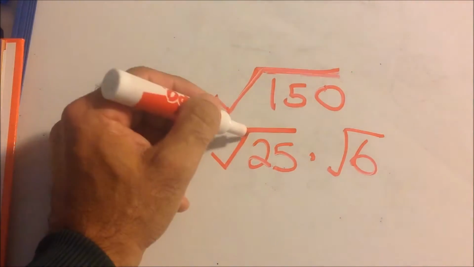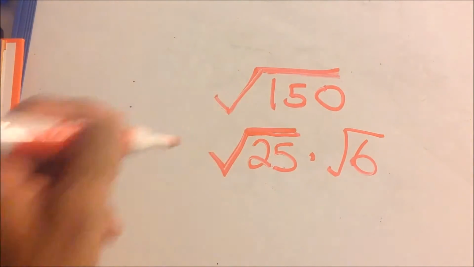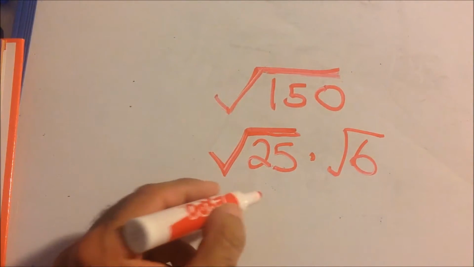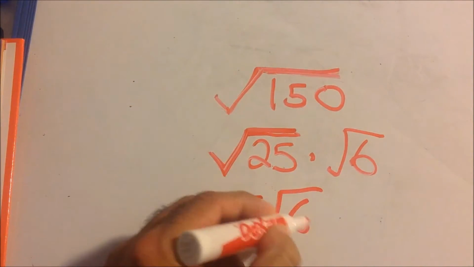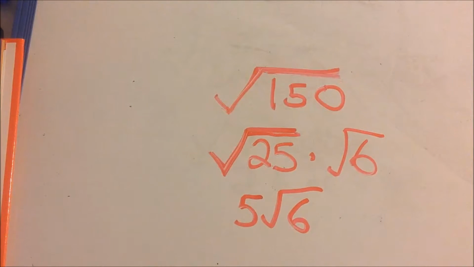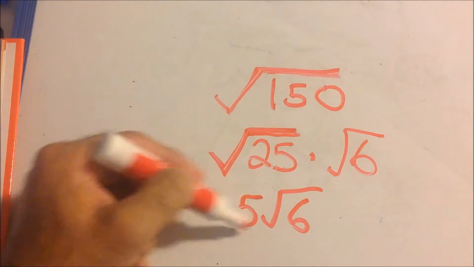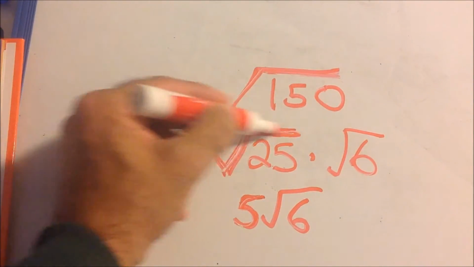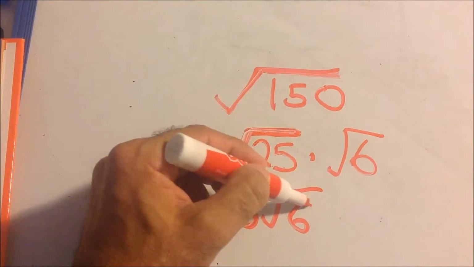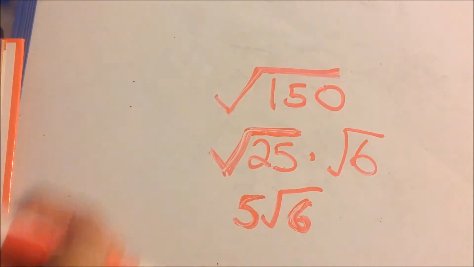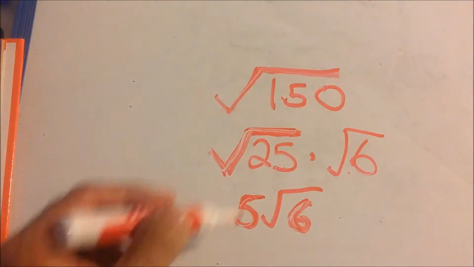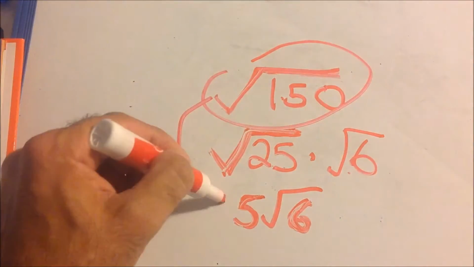So you want to look to see if you can get perfect squares first to simplify this. The square root of 25 is 5, so the square root of 150 is 5 square root of 6. Because the square root of 25 is 5, the 5 is now free of its radical jail. But the 6 is not free, because 6 is not a perfect square. 25 times 6 is 150, right?